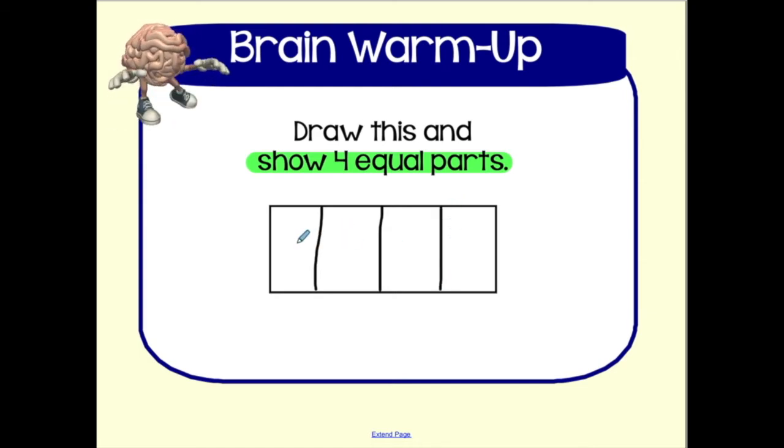Now wait a second, those don't look equal. Let me do that again. It's gotta be equal. Gosh, I tried my best. Okay, I think that's better than the first time. Hey, those look like 4 equal parts. You know what though? There's even another way you could do it.